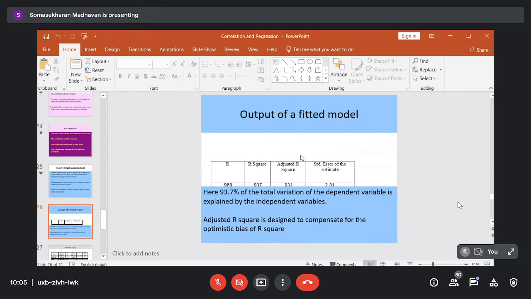Once you construct the model, I will explain how we interpret the output of the fitted model, or what the parameters to be estimated are. The first one, capital R, is the multiple correlation coefficient. We already discussed the simple correlation coefficient, that is the correlation between X and Y. Here there are many independent variables. How do you find the correlation? It cannot be computed as in the case of simple correlation.